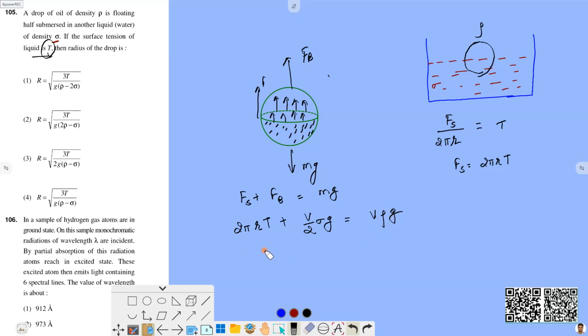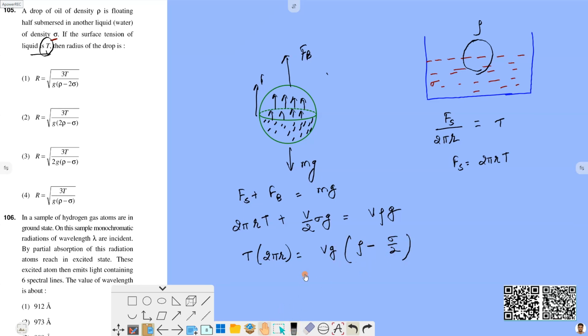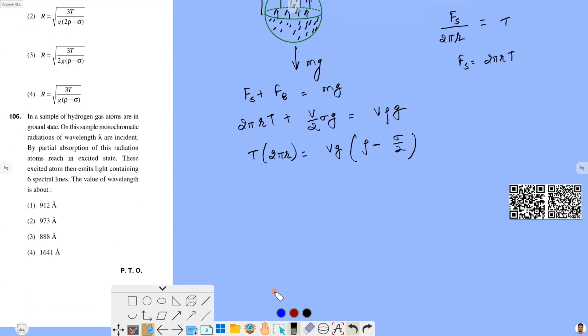Now from this we can write that T times 2 pi r is equal to V g into (rho minus sigma by 2). And now what we can do is substitute the value of volume. So this will be T 2 pi r equals 4 by 3 pi r cubed g into (rho minus sigma by 2).